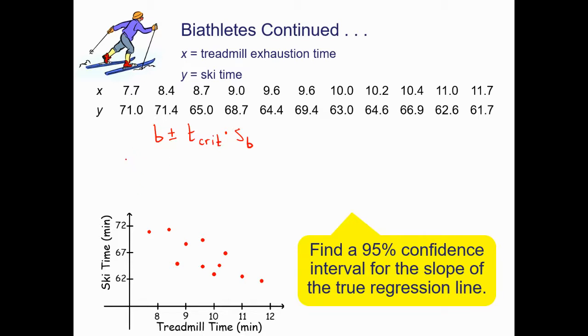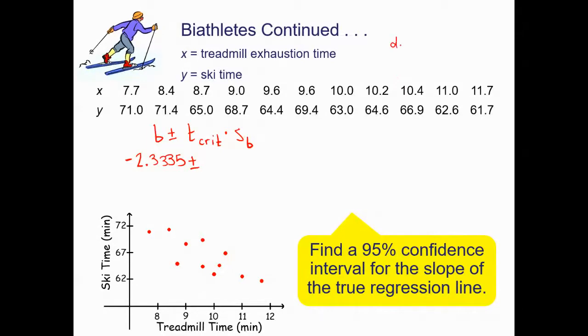Yep, what was that full decimal? Negative 2.33. I'm sorry, plus or minus. Okay, now we've got to get the critical value.